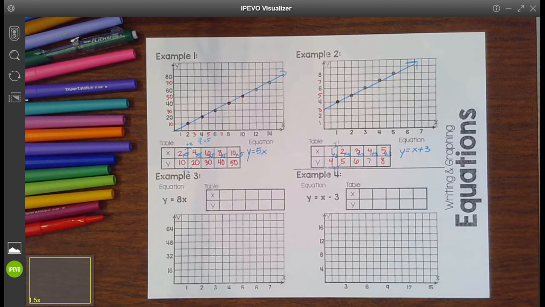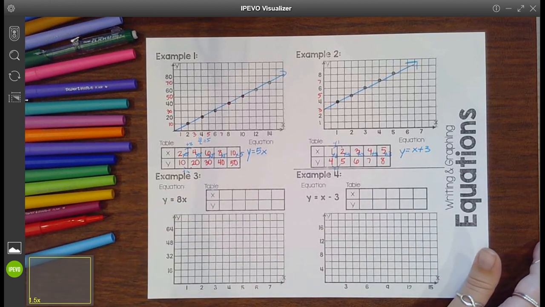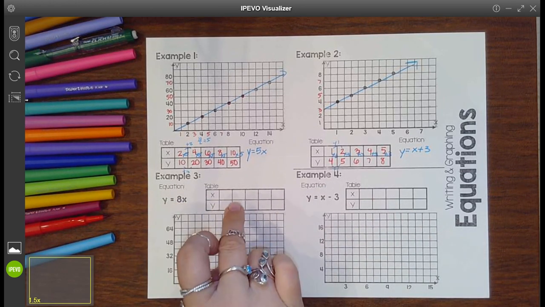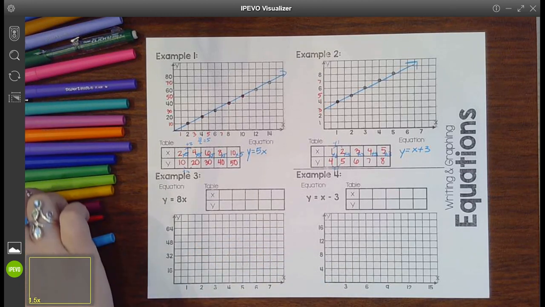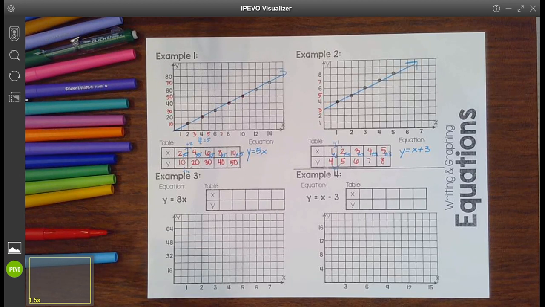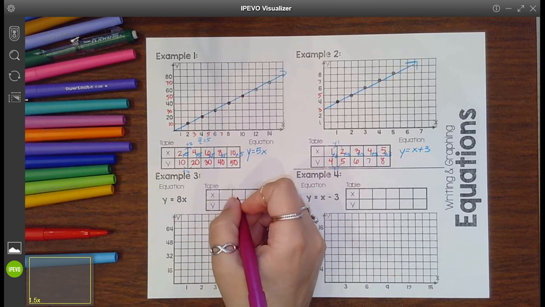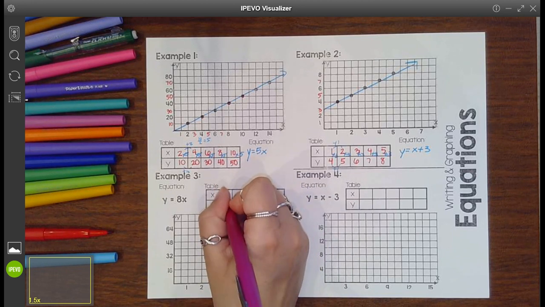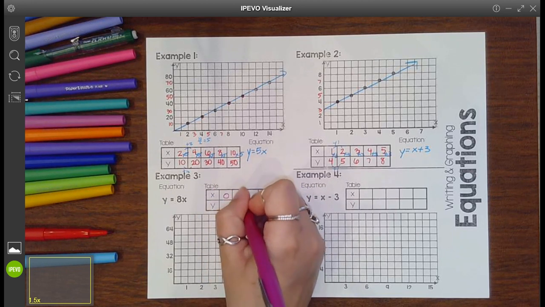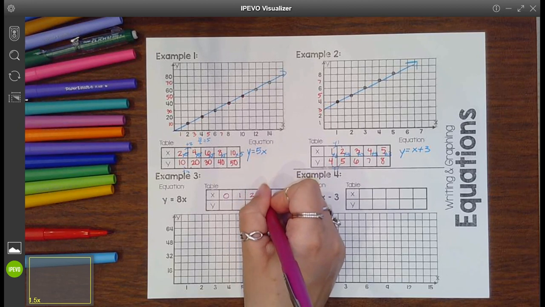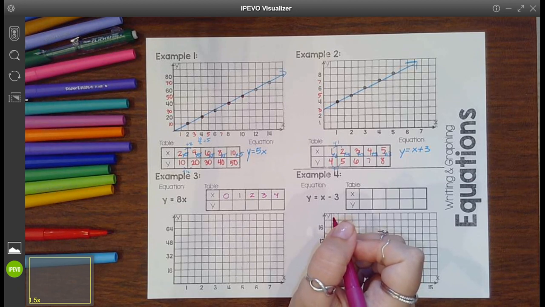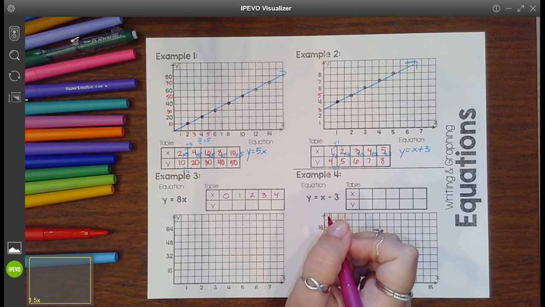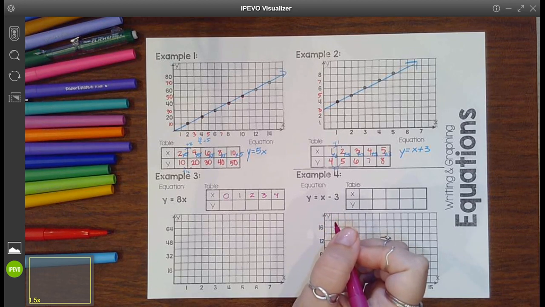Okay. Our other thing is what if they give me the equation and I need to complete a table and a graph? Well, the first thing is I need to pick points to plug in for my x. So maybe let's pick 0, 1, 2, 3, and 4. Okay, now what do I do with those?